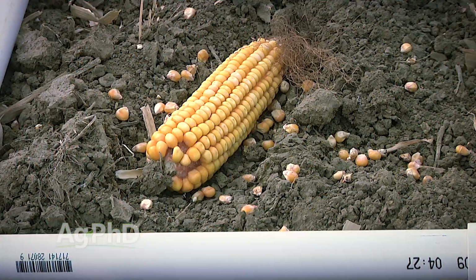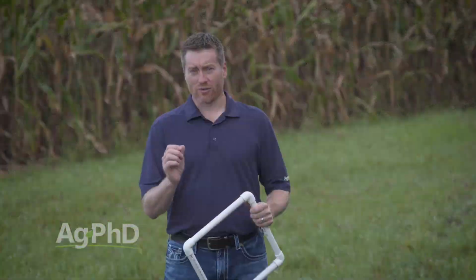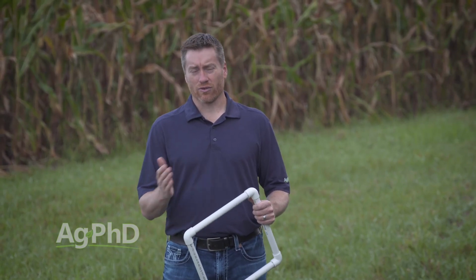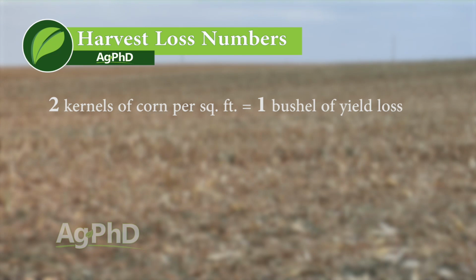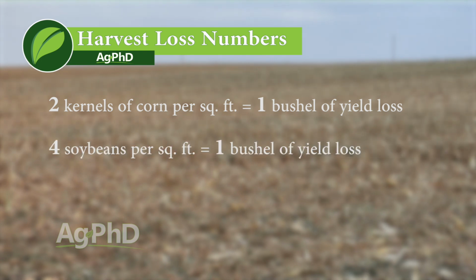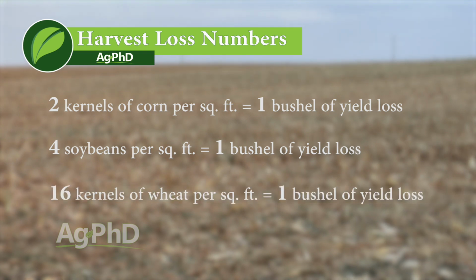Now, depending on the crop, if you know the numbers 2, 4, and 16, you've got it down for corn, soybeans, and wheat. For corn, if you find 2 kernels in this 1 square foot, that's roughly 1 bushel per acre of loss. If you find 4 soybeans in this square foot, that would be roughly a bushel loss, and 16 kernels of wheat would equal roughly 1 bushel of loss.